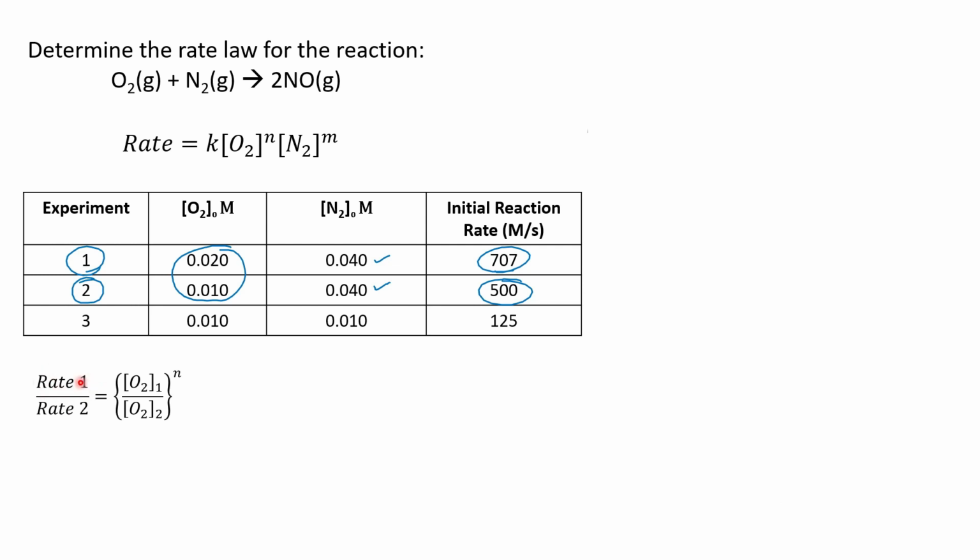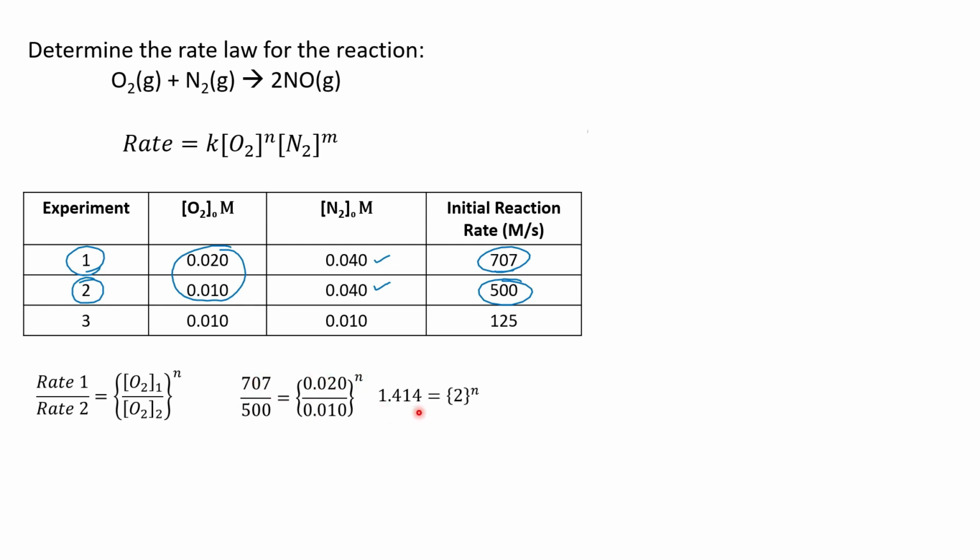Okay, comparing rate 1 over rate 2. Again, making sure your concentrations of oxygen are going to be 1 over 2, and all of this is raised to the n. I'm just simply plugging everything in. So I'm going to put 707 over 500, and here are my concentrations for rate 1 and rate 2. Again, this is raised to the n. So let's simplify these expressions.